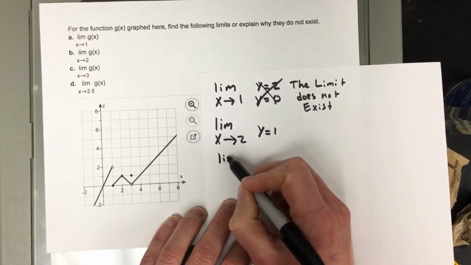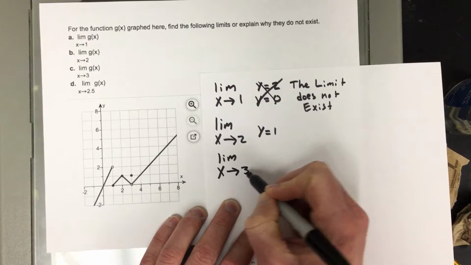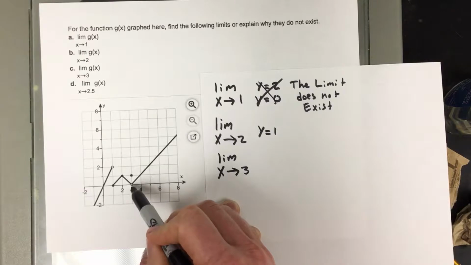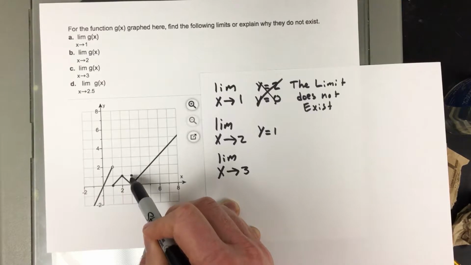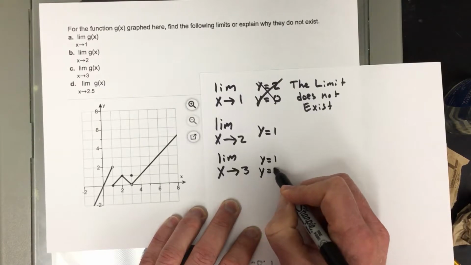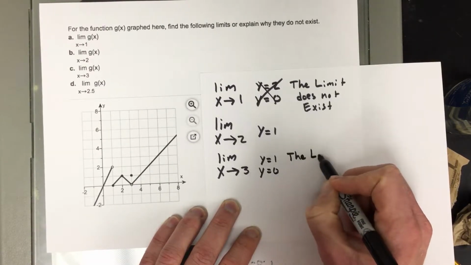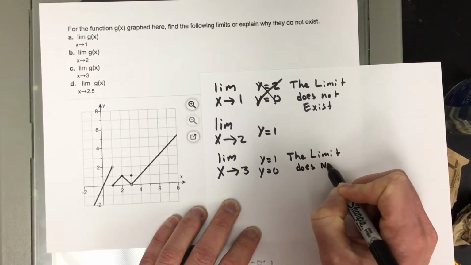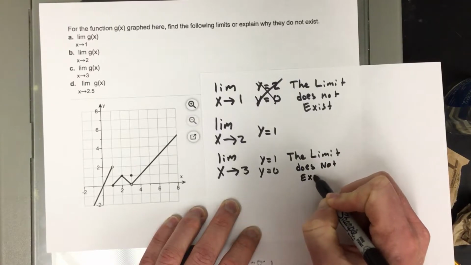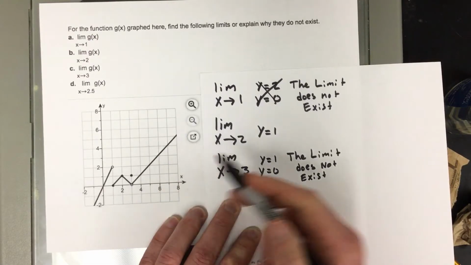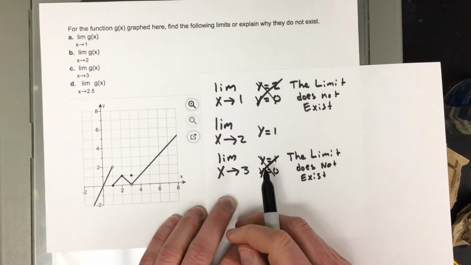If we look at the limit as x approaches 3, you'll notice that we're basically converging on y equals 0, but we also have this point that's just out here randomly at y equals 1. So really we have y equals 1, y equals 0. Again, the limit does not exist, because we have this jump discontinuity here. We're coming down, all of a sudden, boom, we jump to this point.